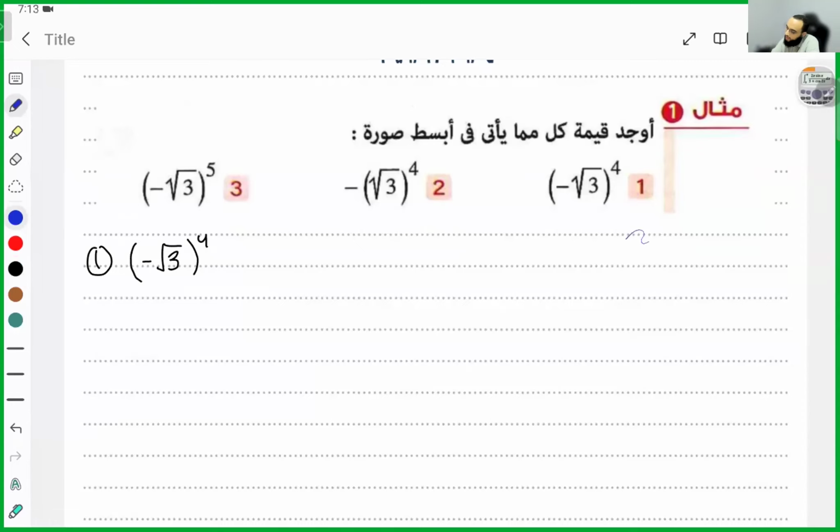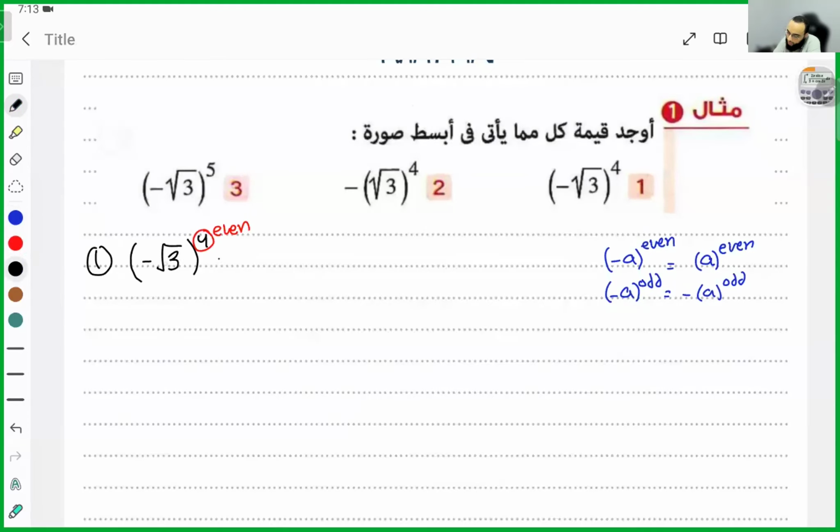Yes, excellent. The even power removes the negative. If it is negative a, all power even, then it's going to be a power the same even power. But if it is negative a power an odd power, then it's going to be negative a power the whole power. This means that the even power deletes the negative sign. This is an even power.